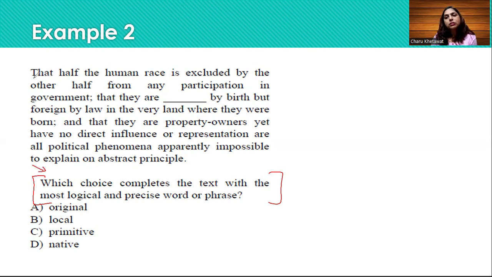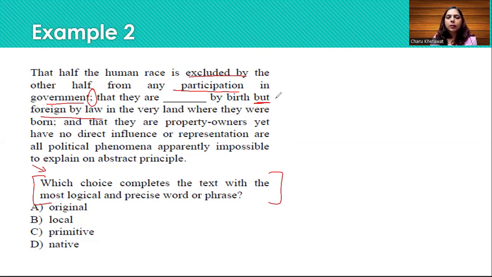Because the questions will keep changing with each paragraph, it's always good to save your time by reading the question, keeping it in mind, and then reading the text. That half the human race is excluded by the other half from any participation in government. Then I notice the semicolon, a similarity indicator. That means I need a similar thought in the next sentence: that they are dash by birth, but foreign by law in the very land where they were born.